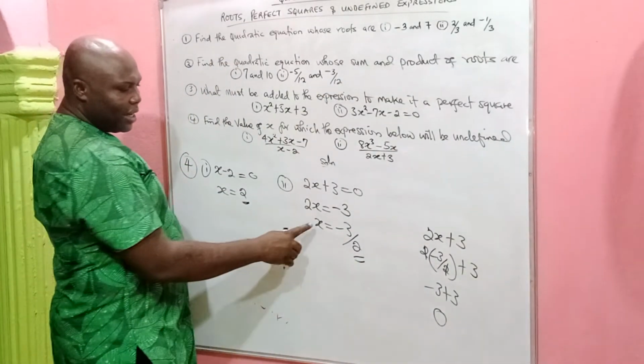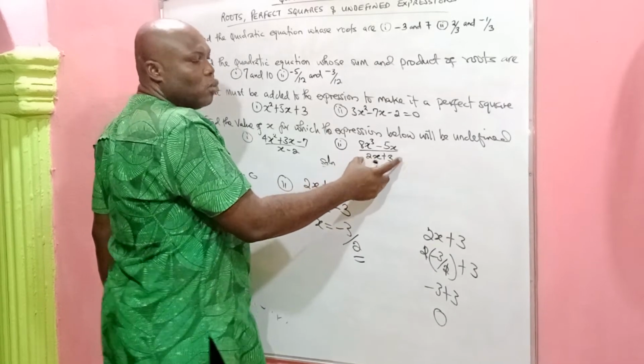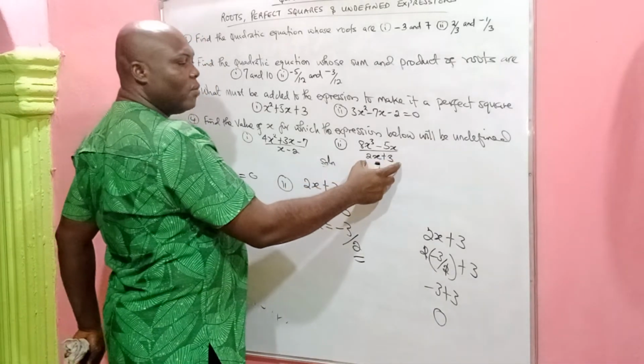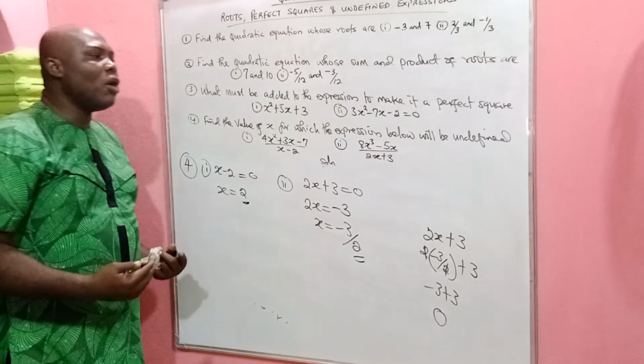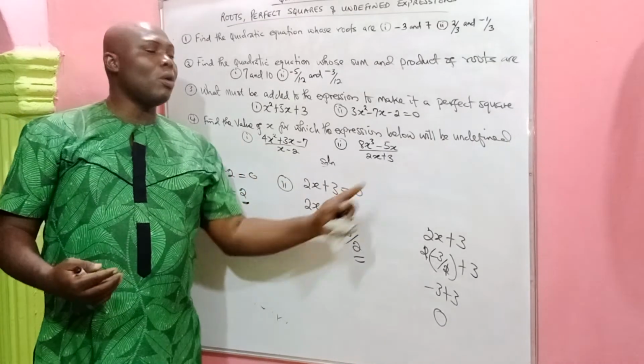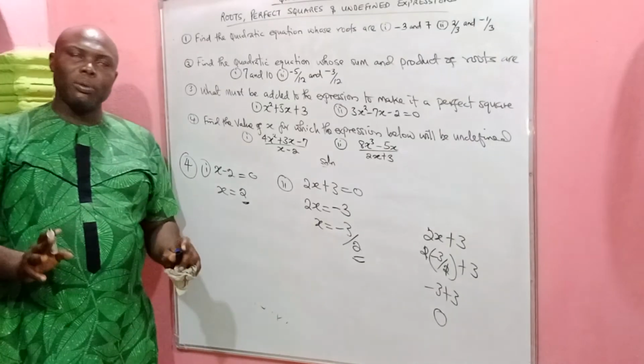It therefore means that if x is minus 3 all over 2 and is put here, the whole of this will become 0. And once the whole of this becomes 0, the expression becomes undefined. So for every undefined expression, the denominator must be equals to 0. So this will be the values of x. So it's as simple as it is.